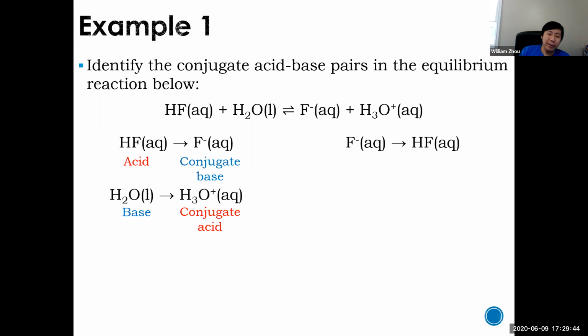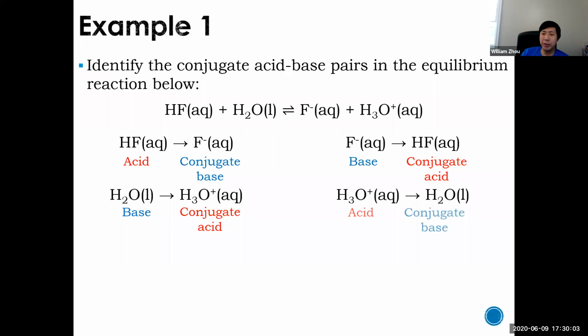Why not? F⁻ becomes HF, so it gained a proton. And then H3O⁺ became H2O, it lost a proton. So because F⁻ gained a proton, it is the base, it's a proton acceptor. And the conjugate is HF, that's the conjugate acid. H3O⁺ is able to donate protons, so you're an acid, and you become the conjugate base. Look, they're different. But they're equally right.